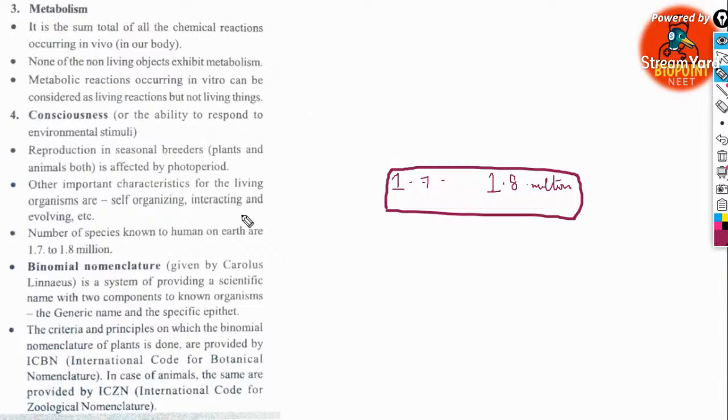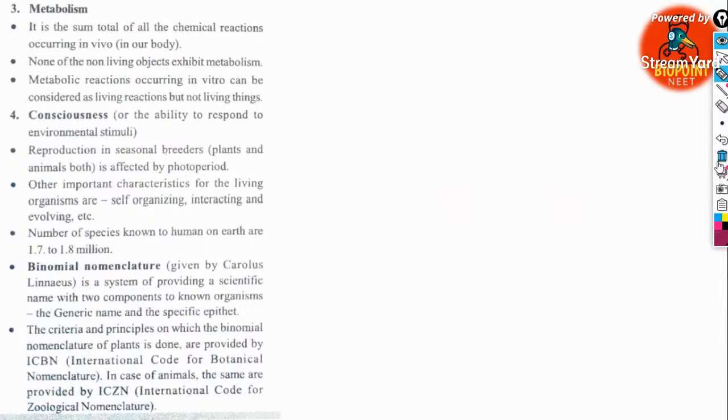This idea of naming was put forward by a scientist known as Carl Linnaeus, and binomial nomenclature is a system of providing scientific names with two components. Before that, what are the two components? Generic name and the specific epithet. Generic name refers to the genus name, and specific epithet refers to the species name.